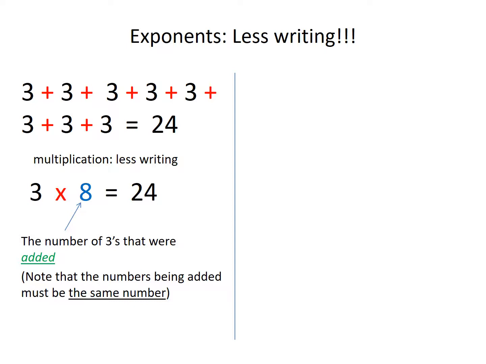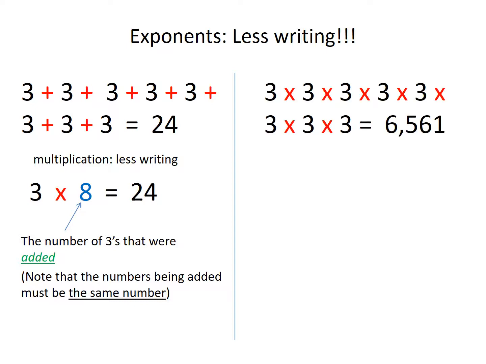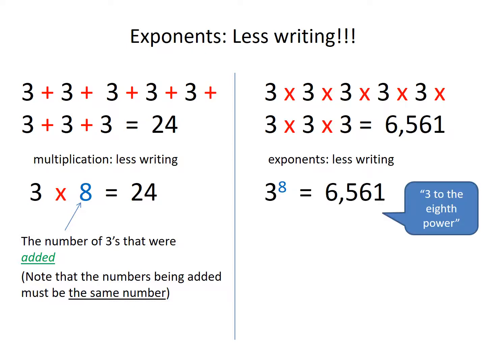And again, multiplication gives us a shortcut to writing addition. A shortcut for writing multiplication is exponents. All right, so again, it's less writing. This is a much more succinct and shorter way to write this whole ugly thing here. So there's 8 3's. They're all being multiplied. And the way I would say this is 3 to the 8th power. And again, what that 8 is telling me is the number of 3's that are being multiplied.